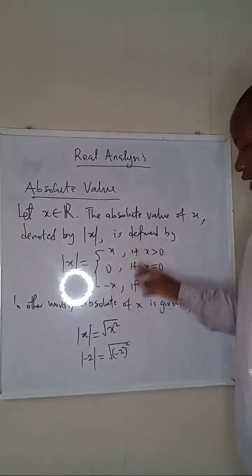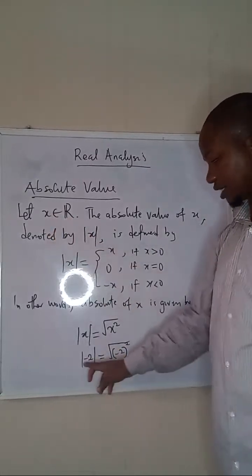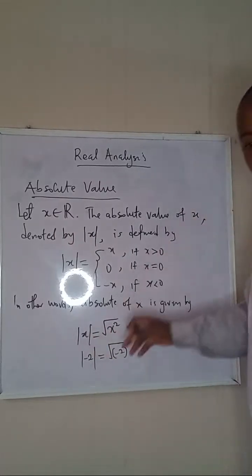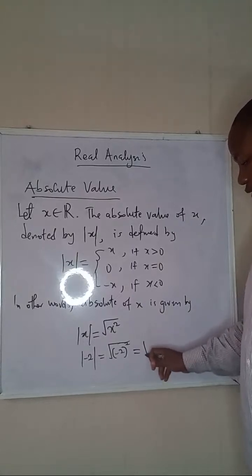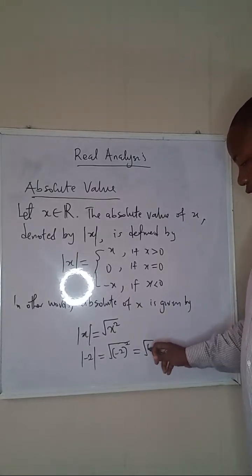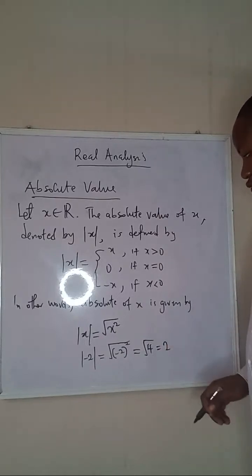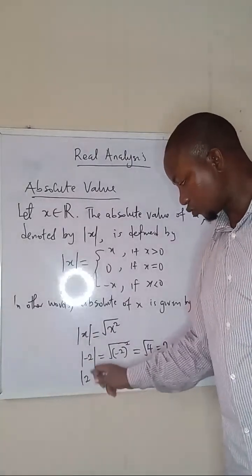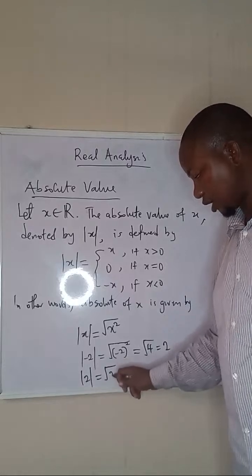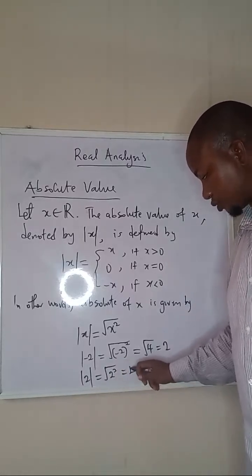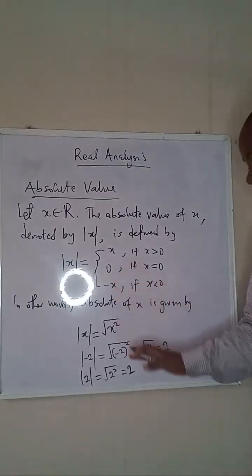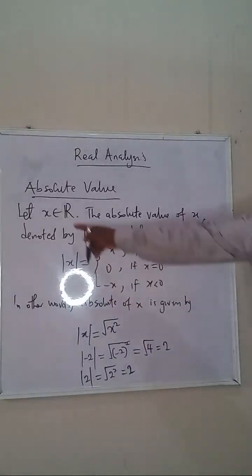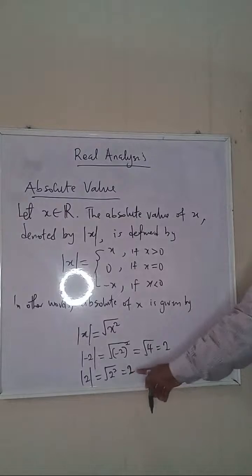So if, for example, we select x to be negative 2, and then we substitute x into this formula, what we get will be the square root of 4, and this will be 2. Even if we select x to be 2, this is simply 2 squared under the root, and of course this is also 2. So anytime we are dealing with the absolute value of a number x, where x is a real number, the result is always positive.